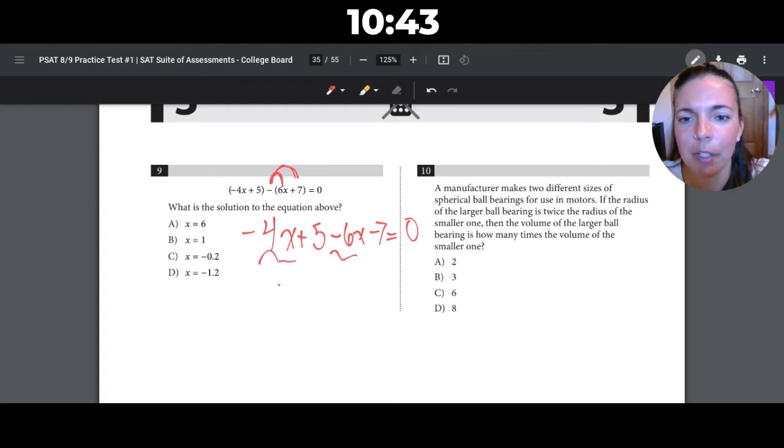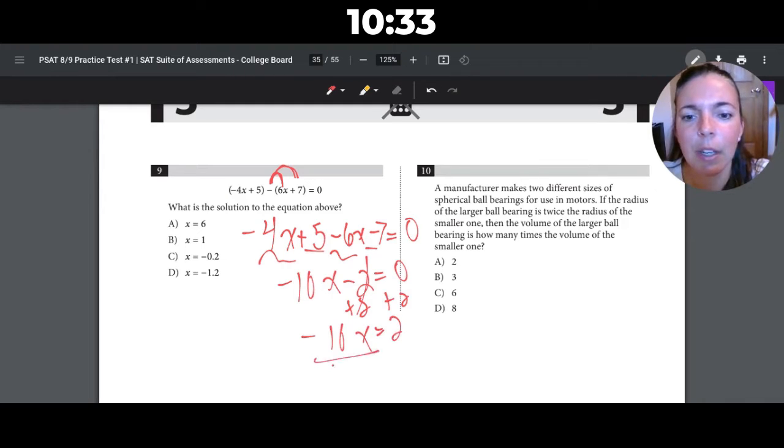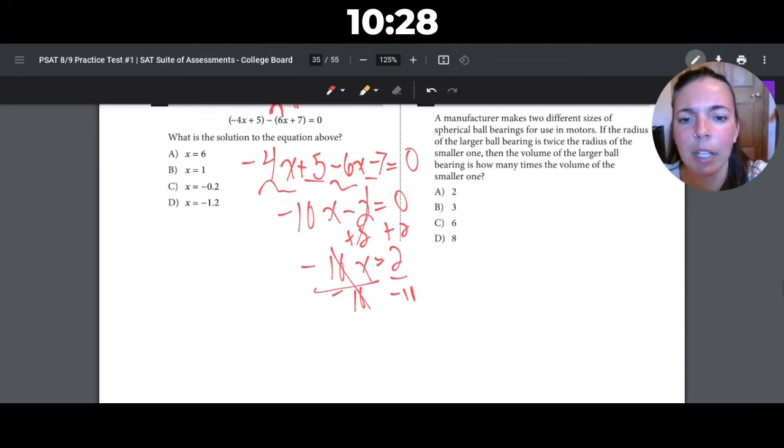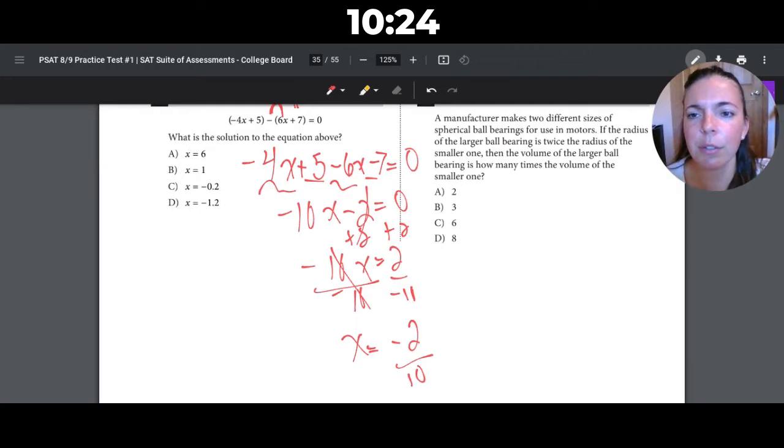And now I can combine some like terms. Negative 10x minus 2 equals 0. Add 2 to both sides. Negative 10x equals 2. And then let's divide by negative 10. So I get x equals negative 2 tenths. Okay, all of my answers are written either as whole numbers or decimals, so I know it's not A or B. And then 2 tenths, that would have to be C. So negative 2 tenths.